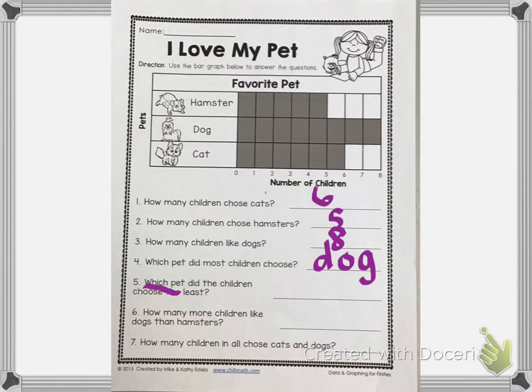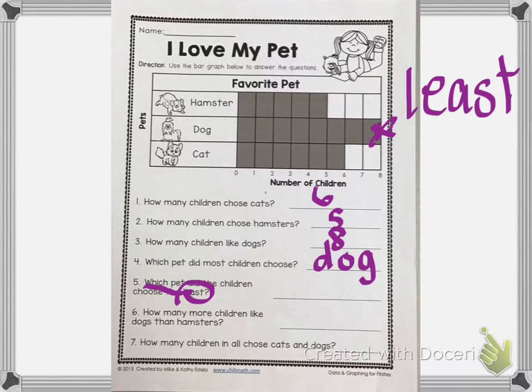Okay, now I'm going to look at this next question. Which pet did the children choose? That word right there. Least. The word least means small, the smallest amount. Which did the children like the least? That means the smallest line. Well, this one was the largest line, so it's not going to be that. So it will be one of these, this line or this line. Which one is the least? Yep, this one right here. So it's not this, it's this one.